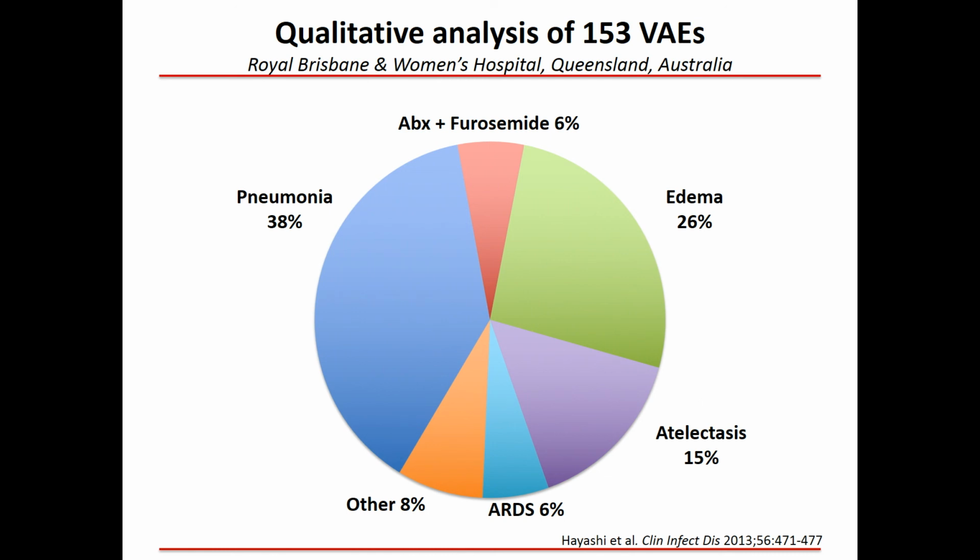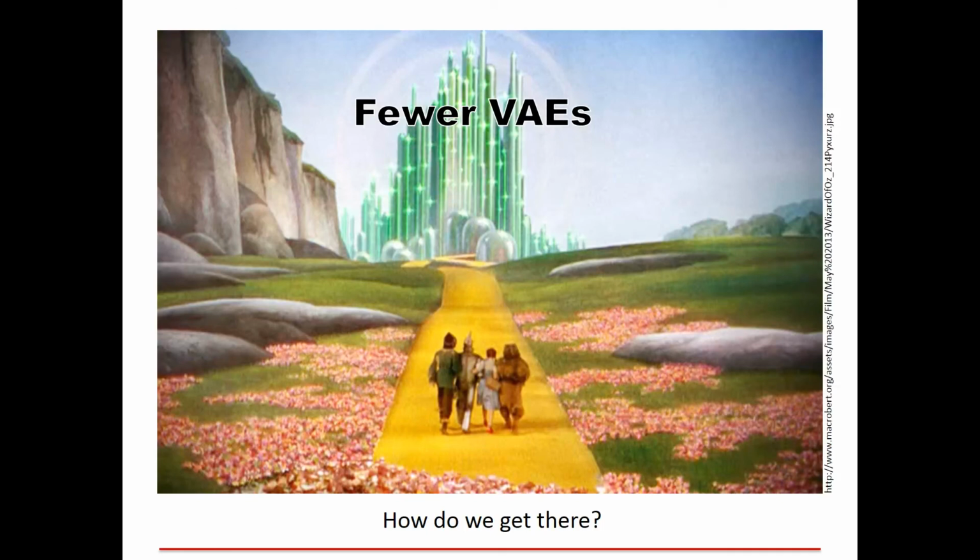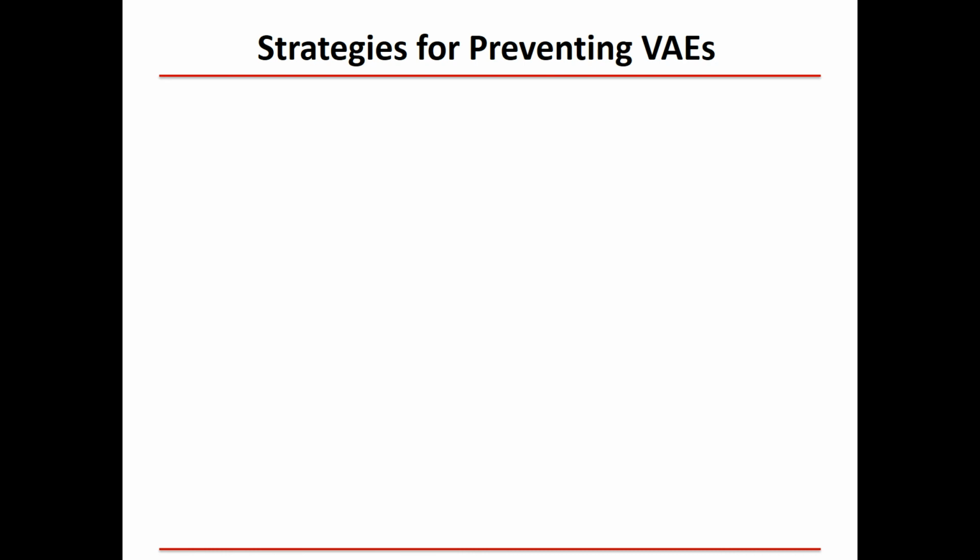The majority of conditions that cause VAEs are pneumonia, excess fluids, atelectasis, and ARDS, and that accounts for the majority in just about all the studies that have done this kind of analysis. So in summary, a VAE is a VAP or fluids or ARDS or atelectasis in the majority of cases. So if we want to decrease VAE rates, how are we going to get there? I'd say conceptually the approach is as follows.